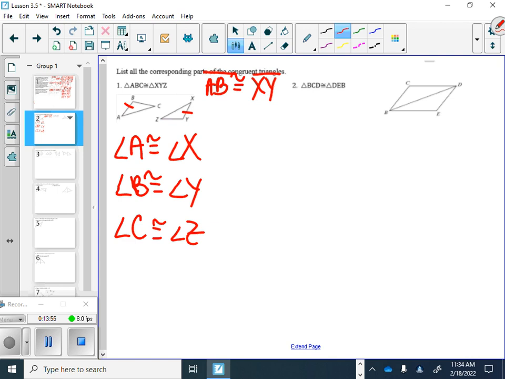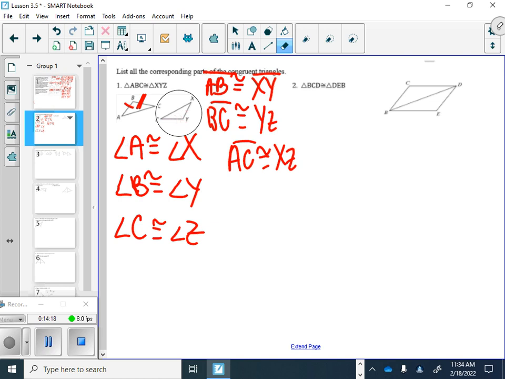Which side is congruent to BC? Y and Z. Give those two tick marks. And then which side is congruent to AC? Good, XC. First and third letters. So for that side, or sides, give that three tick marks.